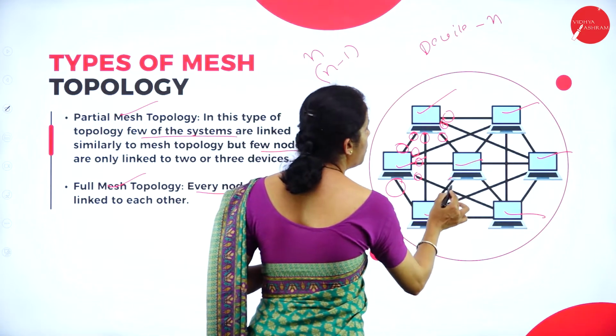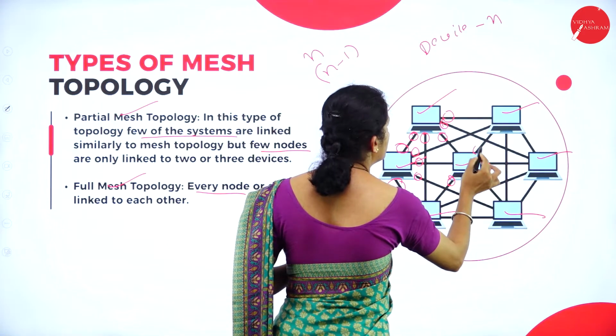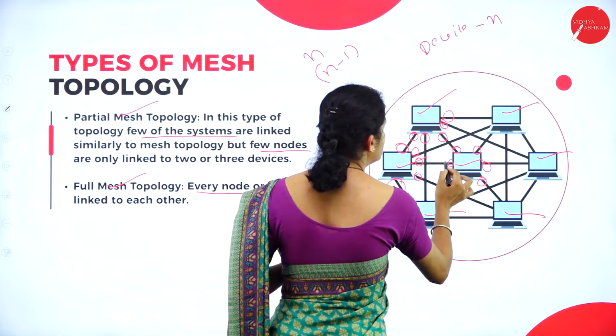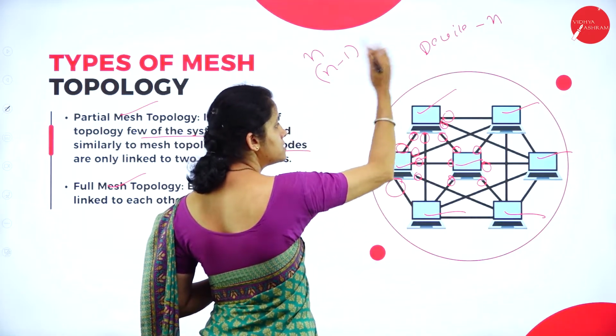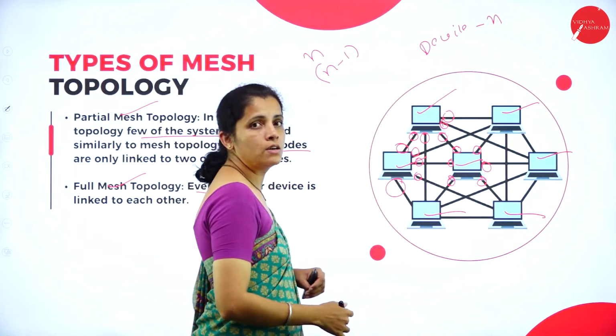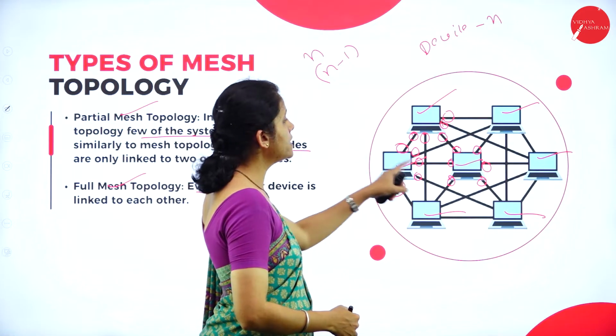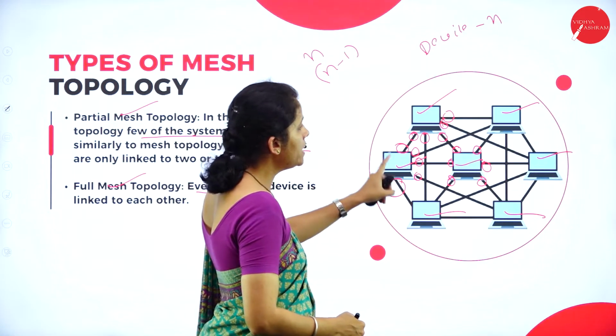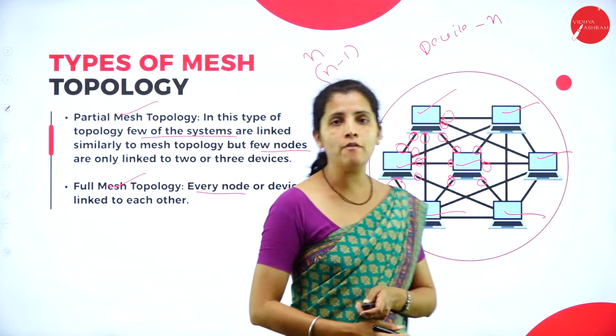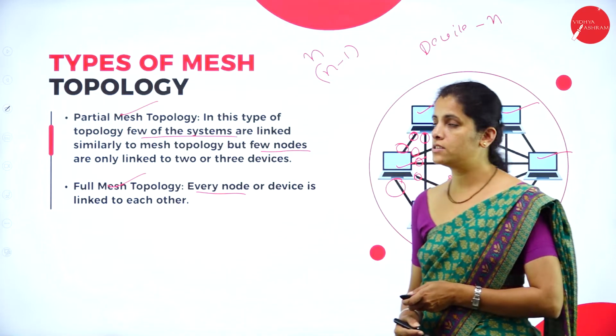And see here, 1, 2, 3, 4, 5, 6. So, how many devices? 7. 7 minus 1. It is 6 connections. From each device, I must have 6 connections.